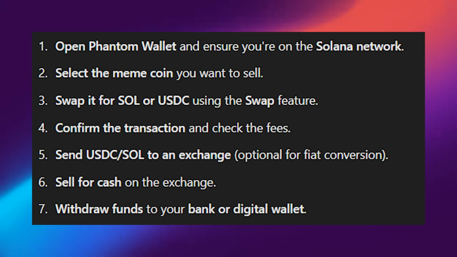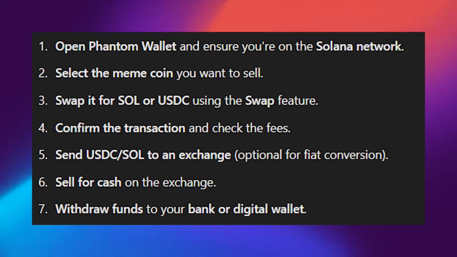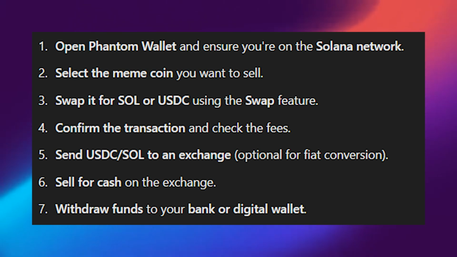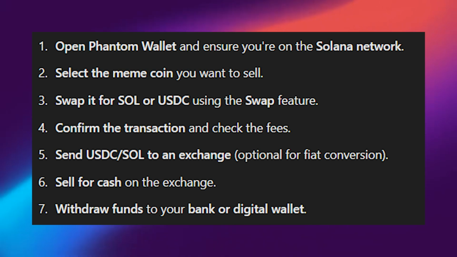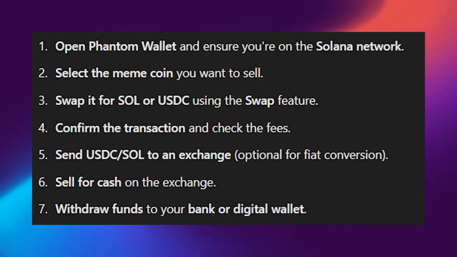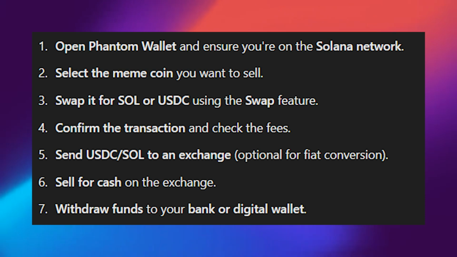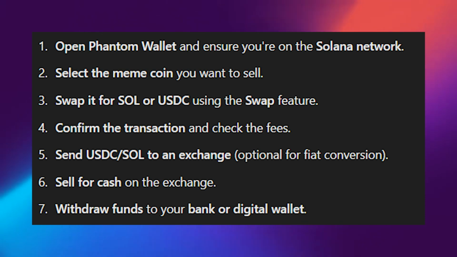Launch the Phantom Wallet app and make sure you are on the Solana network. If you haven't logged in, do that first. Now you have to select your meme coin. Scroll through your assets and tap on the meme coin you want to sell. Now you will see your balance and transaction options.